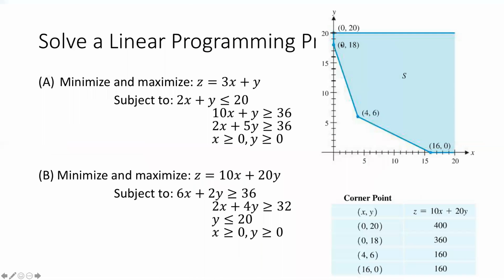So these are our points, right? Move this out of the way. It's probably not visible in yours anyways. But (0, 20), (0, 18), (4, 6), and (16, 0). And then we plug those into our constraint. And you'd see that there is no maximum value because this goes on infinitely.